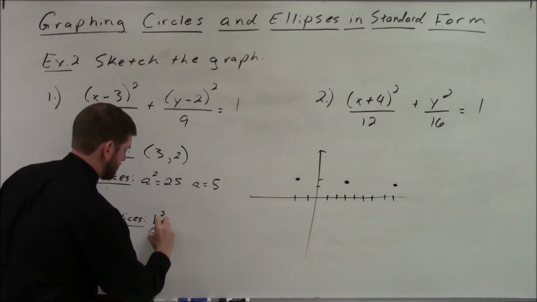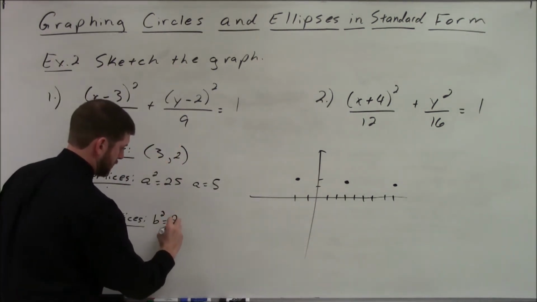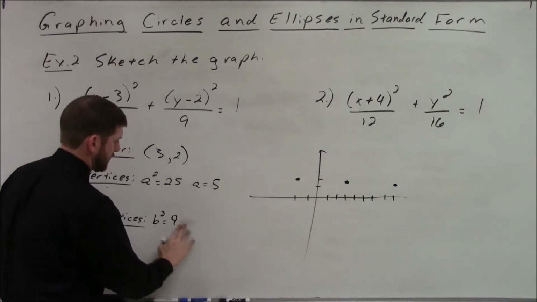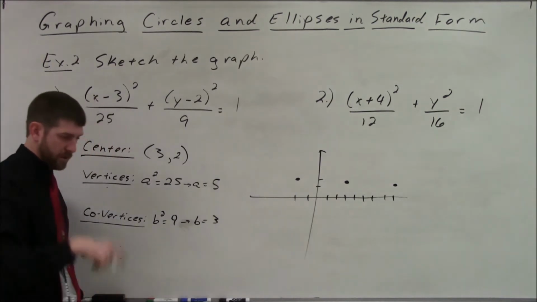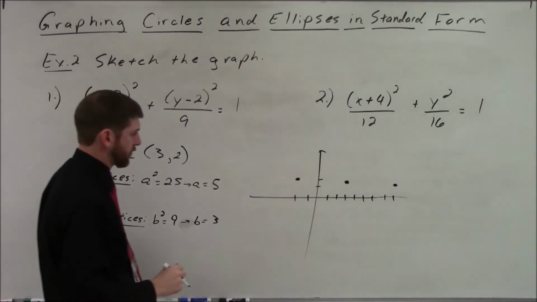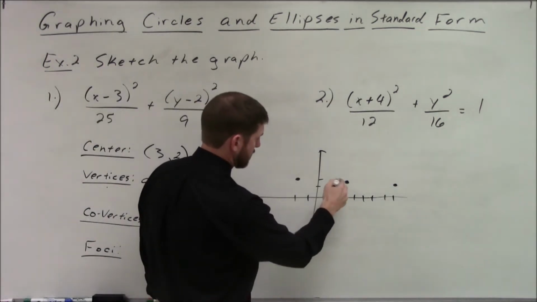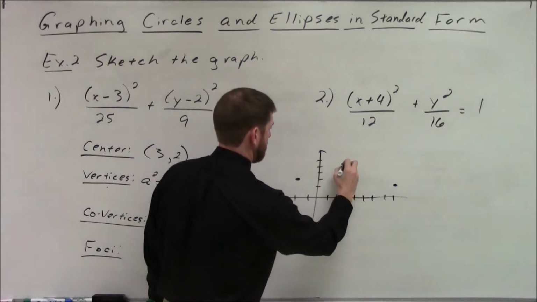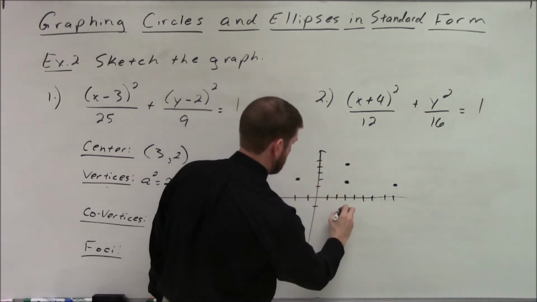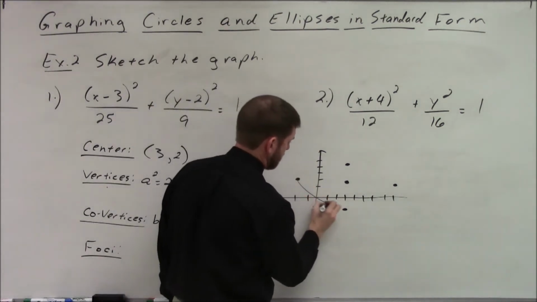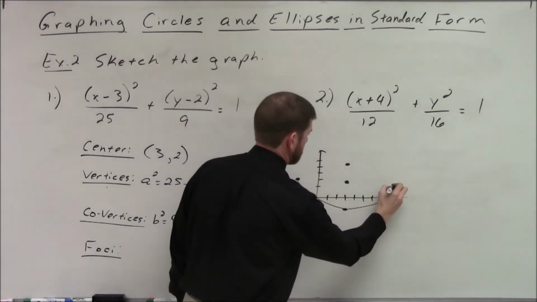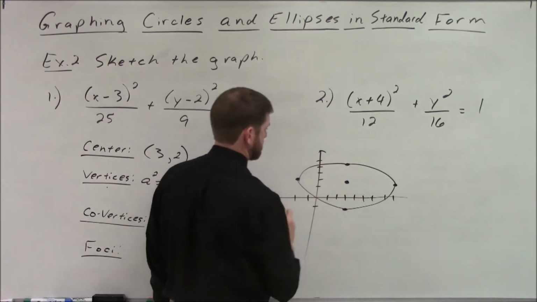Co-vertices come from b squared, which is our smaller denominator. So b is going to be equal to 3. That means I'm going to go up and down 3 units from the center. So up 3, down 3. And that's your ellipse. You get your curve from that. Just connect it the best you can with a smooth curve.